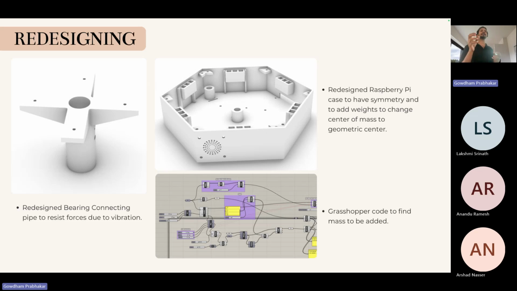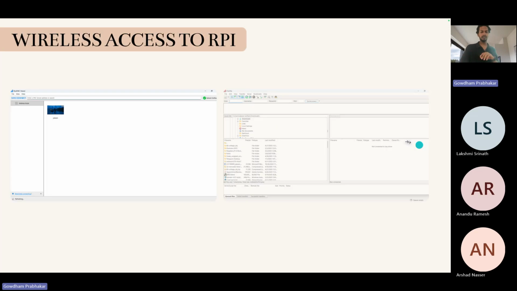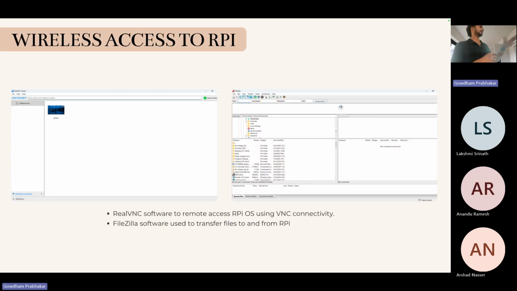I also weighed each component, found the weight of each component, and calculated the overall density of each component. Using a Grasshopper script, I was able to calculate the centroid of the system. Then I also calculated the weight that should be added so that the system centroid will coincide with the center of the whole geometry of this Raspberry Pi case. So that part is done for the hardware.